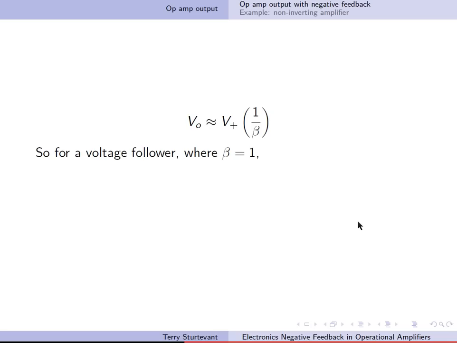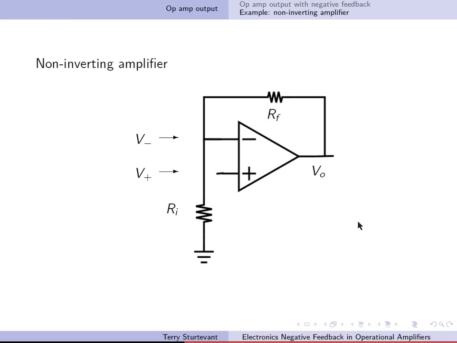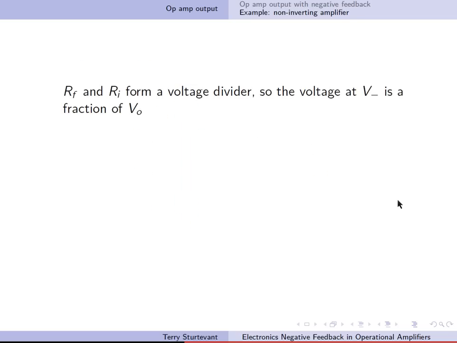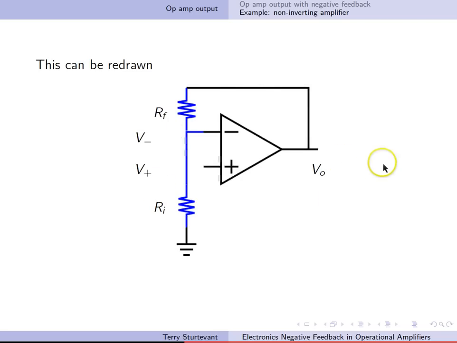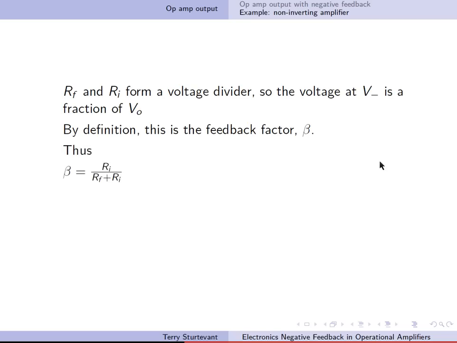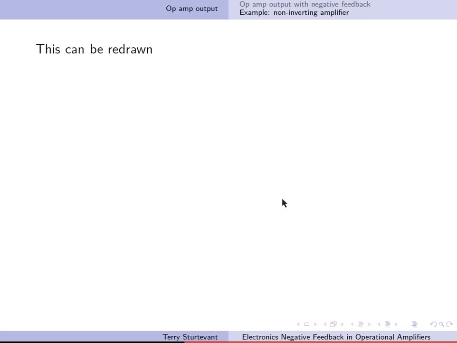So for a voltage follower, where beta equals 1, V out equals the voltage at the non-inverting input, as expected. For a non-inverting amplifier, V- is here, V plus is here. So this can be redrawn. Now, RF and RI, you'll see, form a voltage divider so that the voltage at V- is a fraction of V out. By definition, this is the feedback factor, beta. So, beta is RI over (RF plus RI). So the gain, 1 over beta, is (RF plus RI) over RI, as expected.